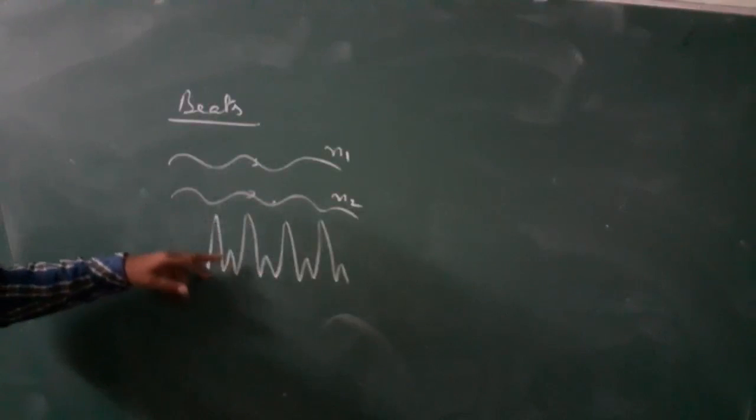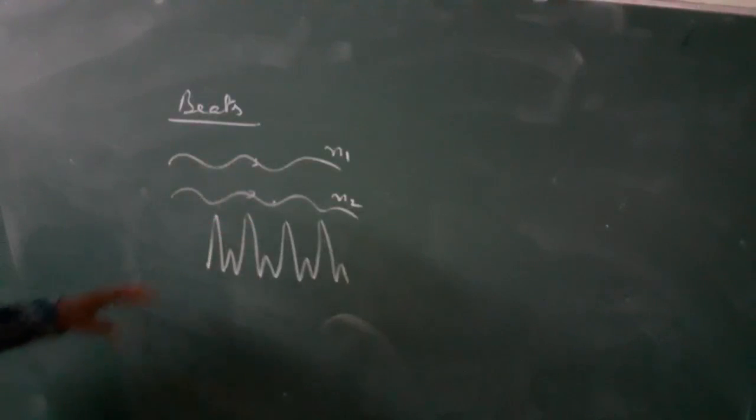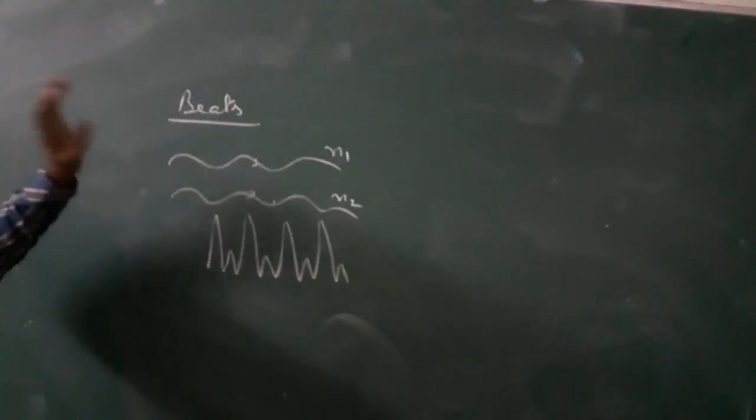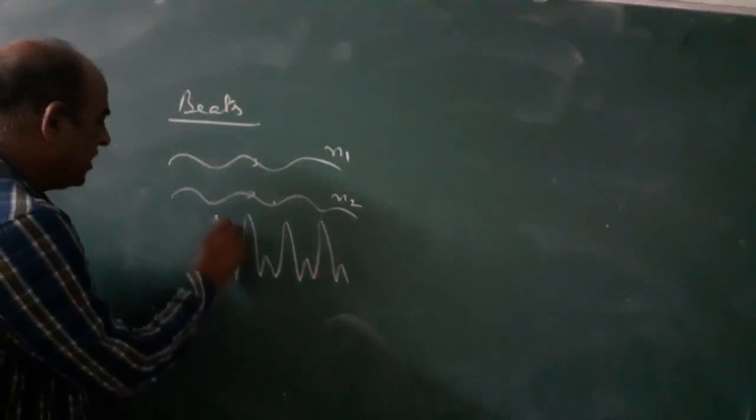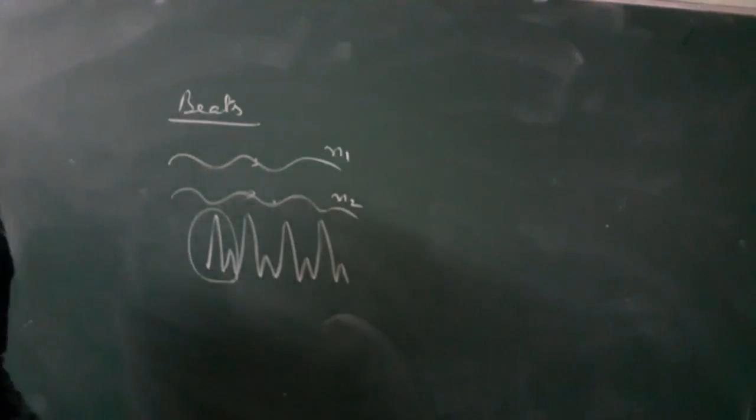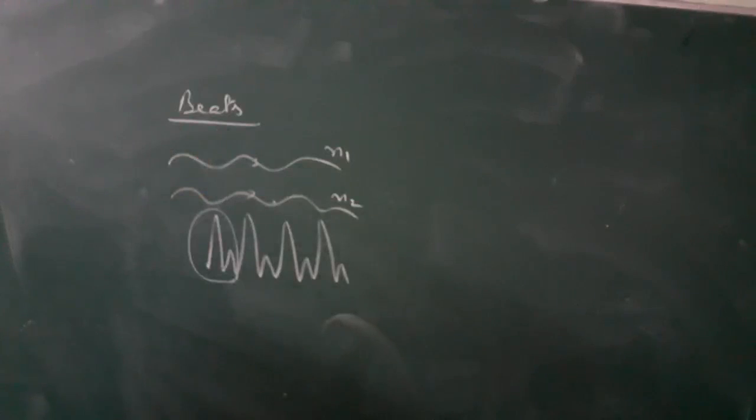So high intensity, low intensity, high intensity, low intensity. We can get it repeatedly. This phenomenon is known as beats. One waxing and one waning is known as one beat. We get this because of interference only.